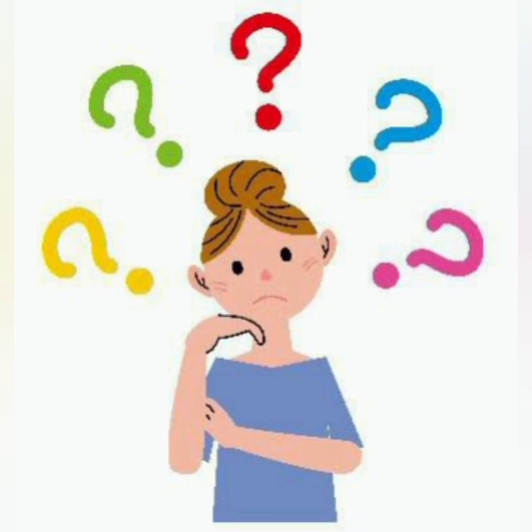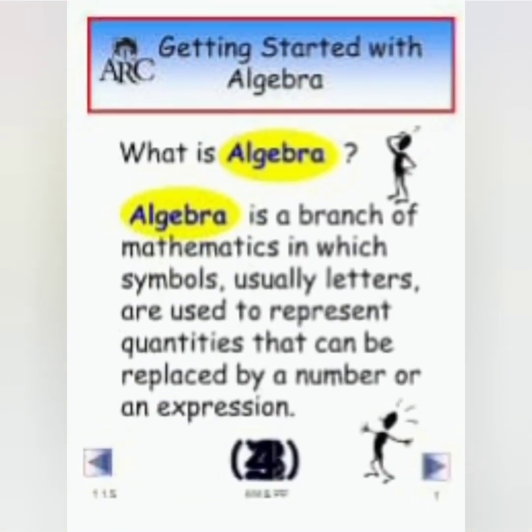Now, what is algebra? Algebra is a branch of mathematics in which symbols, usually letters, are used to represent quantities that can be replaced by numbers. Now, these letters are referred to as variables, and they represent numbers. Now these letters could be X, Y, Z, A, B, C, whichever you choose.